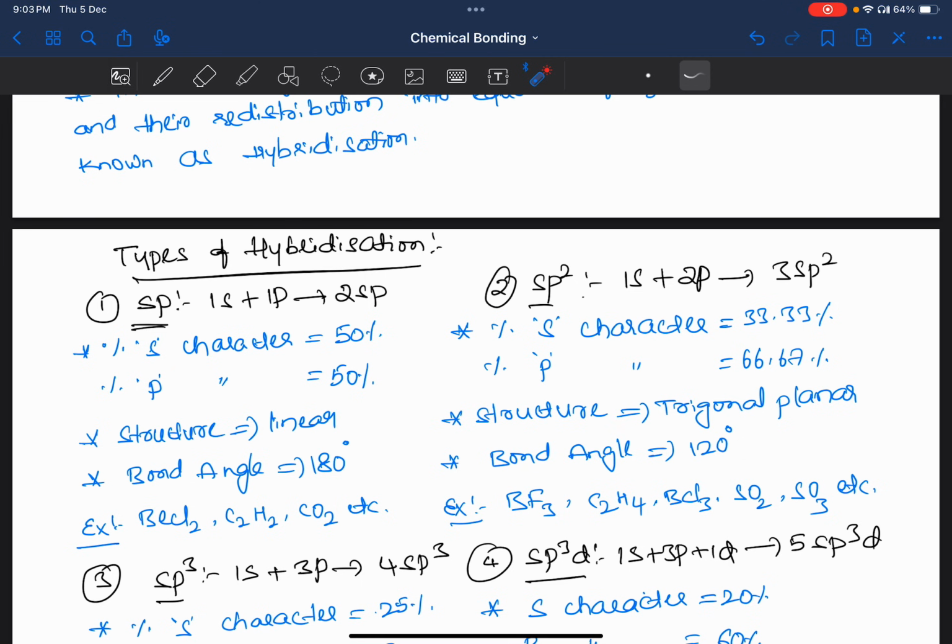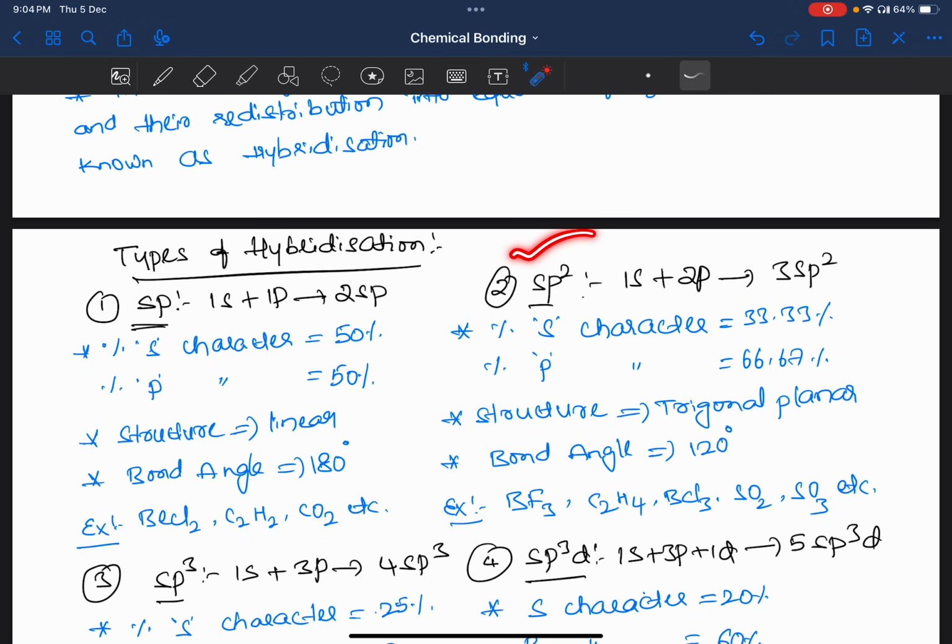sp hybridization is the intermixing of one s and one p orbital to form two sp hybrid orbitals. In sp hybridization, the s character is 50% and the p character is 50%. So s character is highest for sp hybridization. The molecular structure is linear, and the bond angle is 180 degrees. Examples are beryllium chloride, acetylene, carbon dioxide, etc.